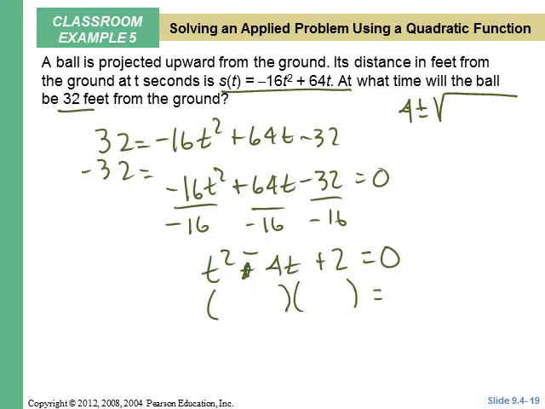32 equals negative 16t squared plus 64t. Subtract 32 from both sides. You get negative 16t squared plus 64t minus 32 equals 0. Divide everything by negative 16.